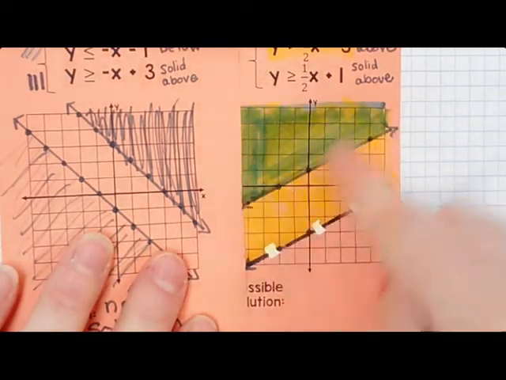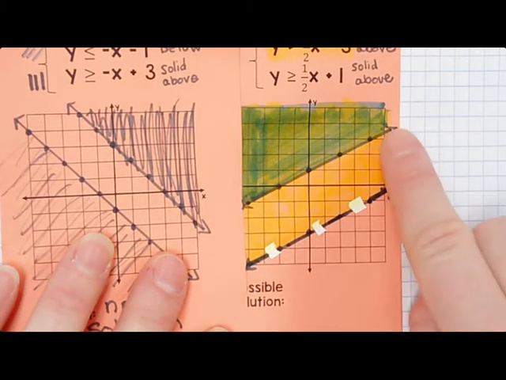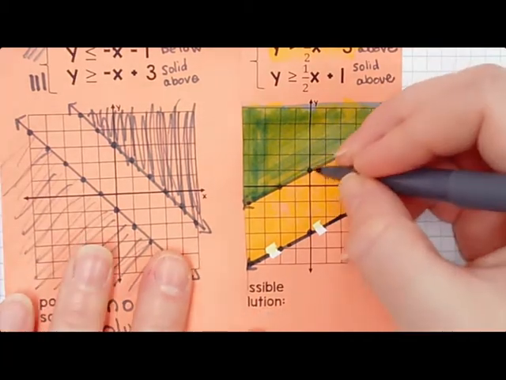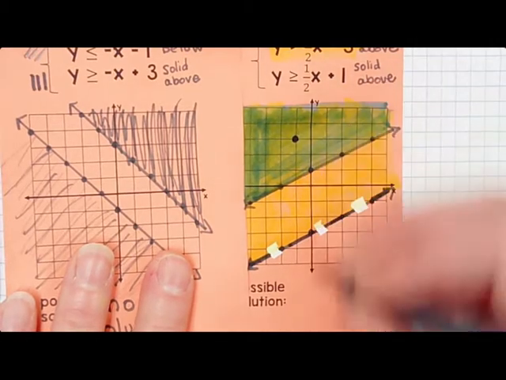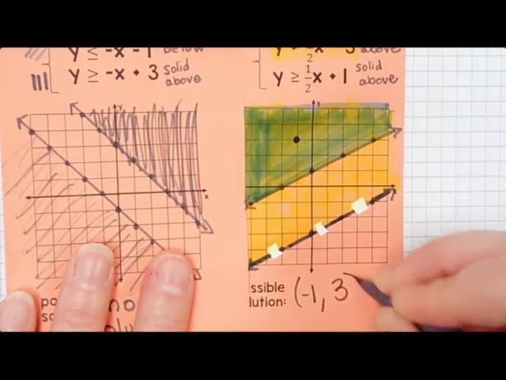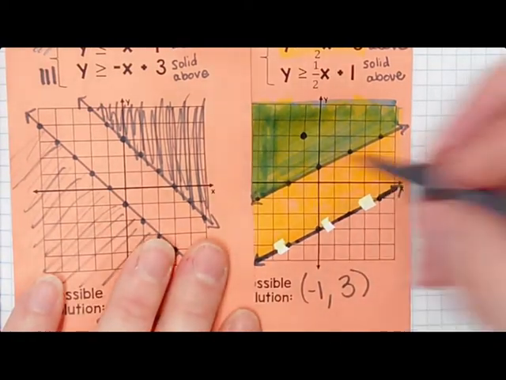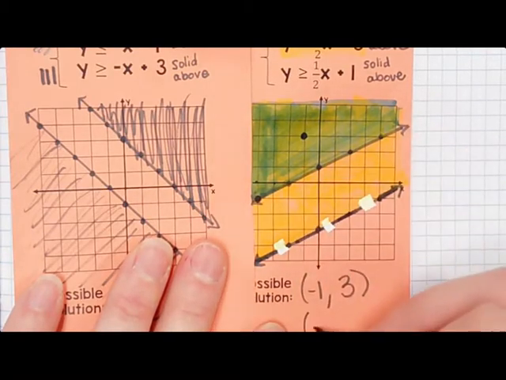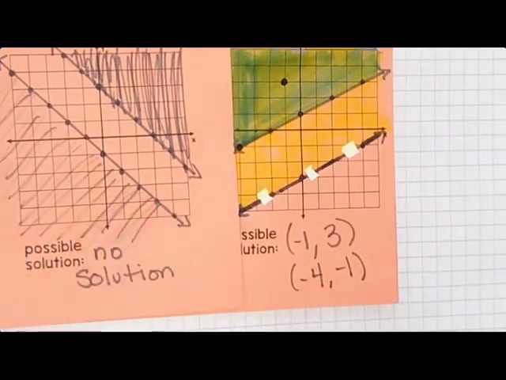So the double shaded area is where our solution is. The line is included because it's a solid line, and then any point about right here, -1, +3. What about right here, -1, 2, 3, 4, -1? So those are 2 points that are in that shaded area, the double shaded area.